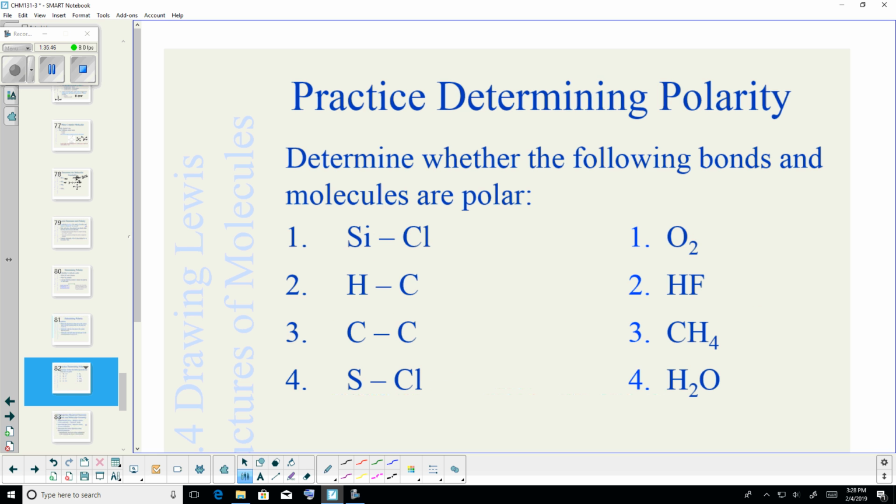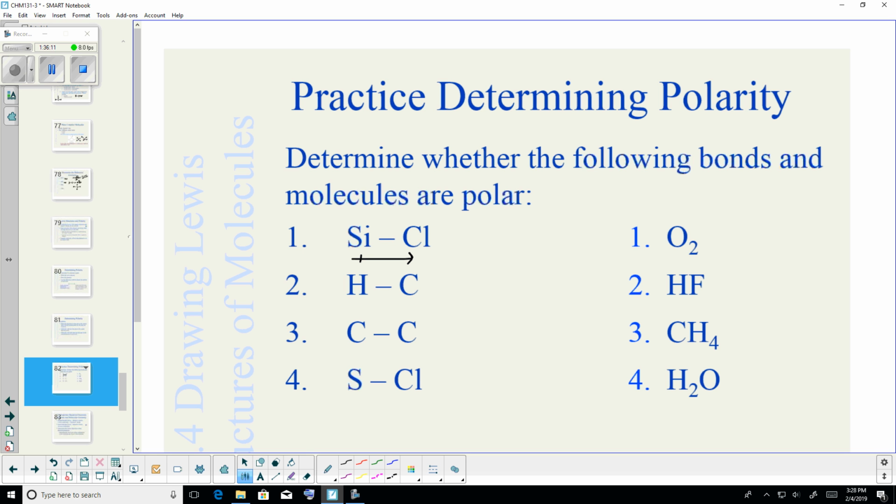So is this going to be polar? Now remember, we're going to look at those electronegativity table values, but it's different on both ends. And chlorine is a lot more electronegative than silicon, so it's going to be polar, and it's going to be in this direction. This is going to be partial negative, partial positive.